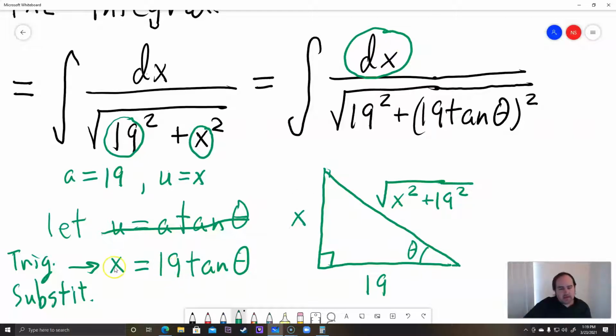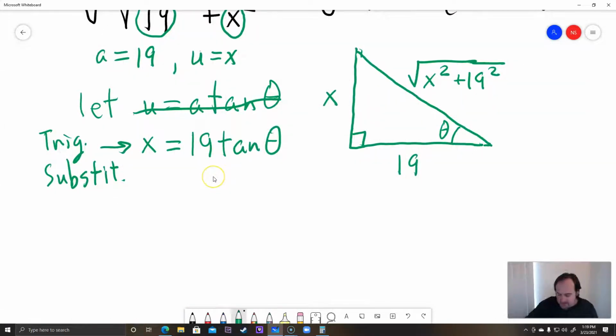Well, just like when you're doing u substitution, you have your u equals whatever, and then you find your du equals the derivative of that. Here we're going to be doing the same thing except with x. So what we need is a dx. If we take this equation here that we use for the trig substitution, we can take the derivative of both sides, and that will give us dx.